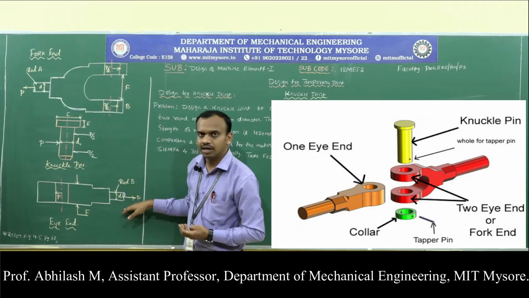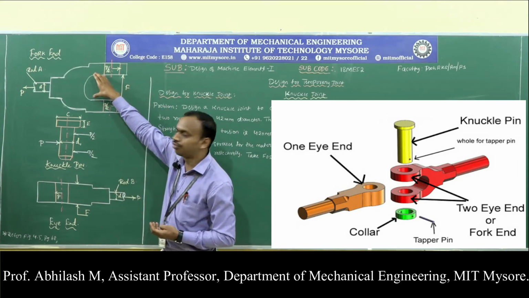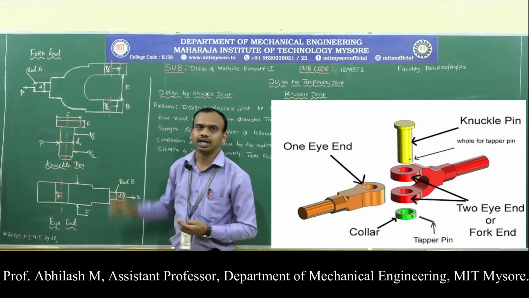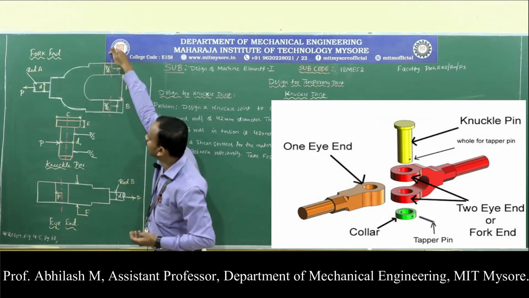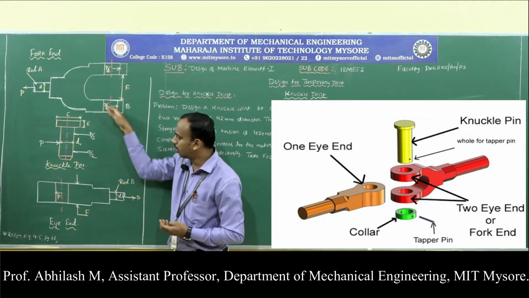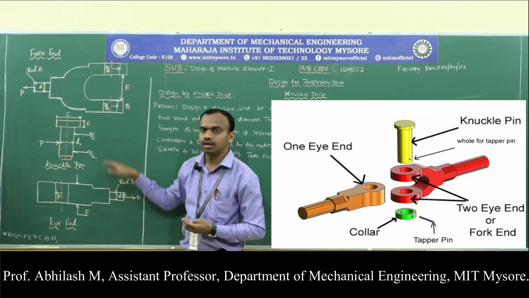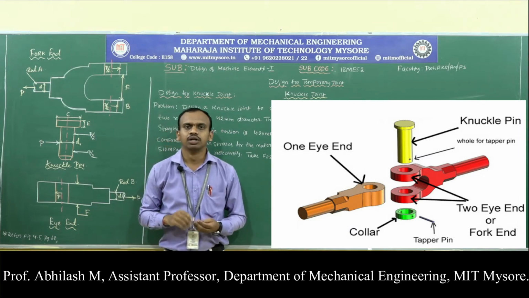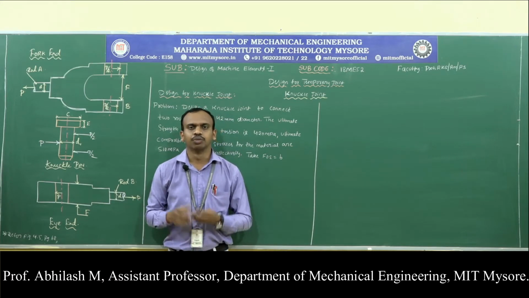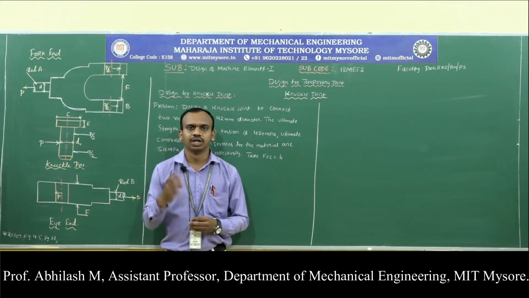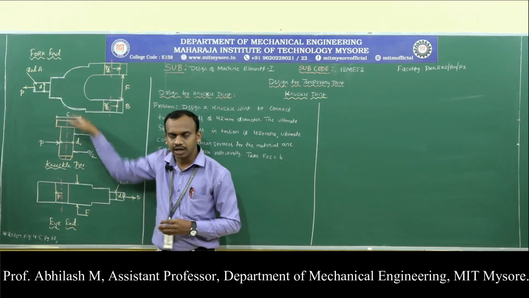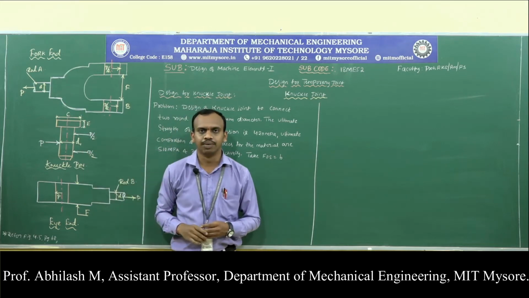This eye end gets fit inside this fork end, where these two are held together with the help of the knuckle pin. The knuckle pin will be inserted between these two, and this will hold the fork end and the eye end of the knuckle joint. So this is the construction of the knuckle joint. Basically, the knuckle joint consists of three different parts: the eye end and fork end held together with the help of a knuckle pin.